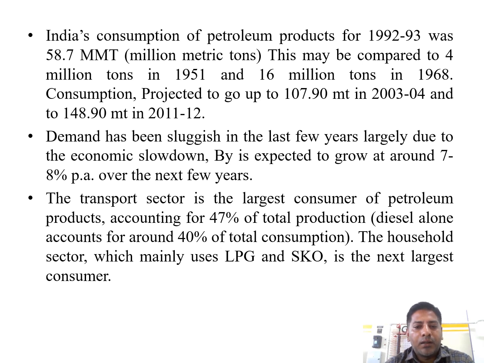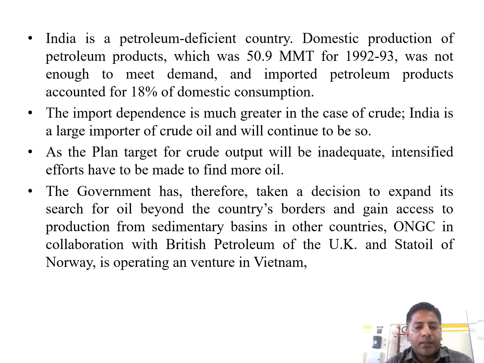The transport sector is the largest consumer of petroleum products, accounting for 47% of total consumption, and diesel alone accounts for around 40% of total consumption. The household sector, which mainly uses LPG and SKO, is the next largest consumer. Next, petroleum deficiency of the country: domestic production of petroleum products, which was 50.9 million metric tons for 1992-93, was not enough to meet the demand, and imported petroleum products account for 18% of domestic consumption.